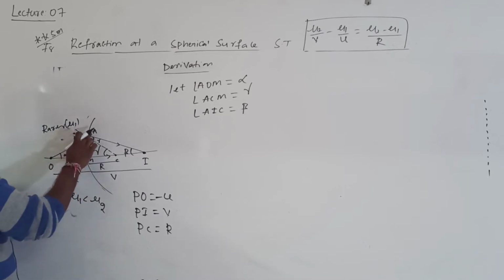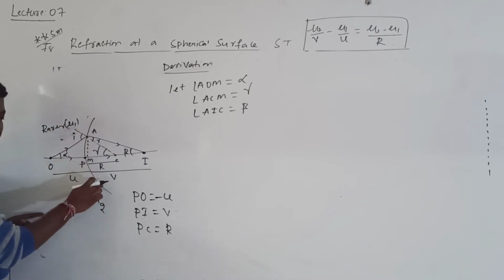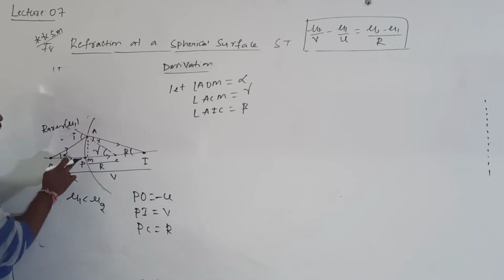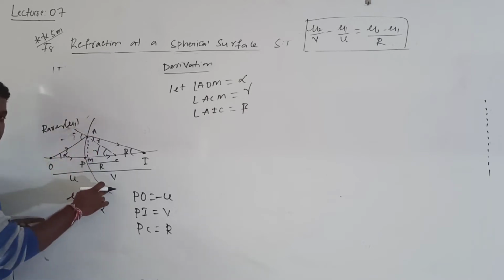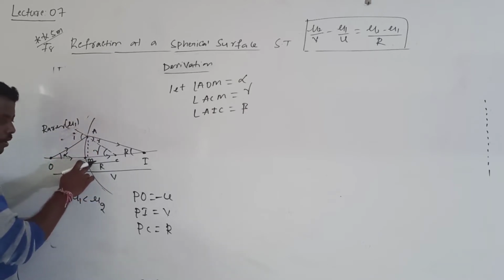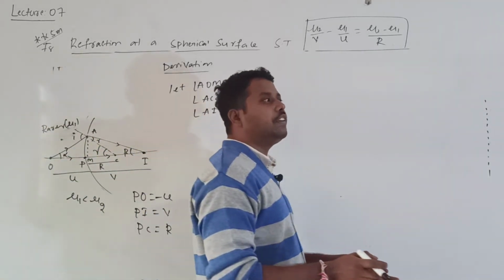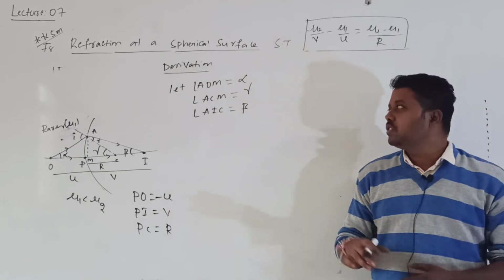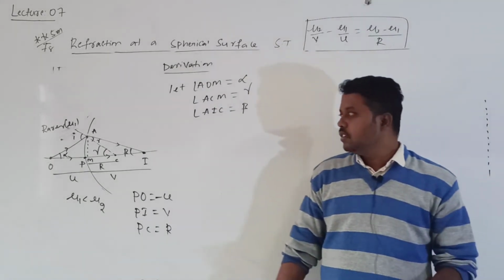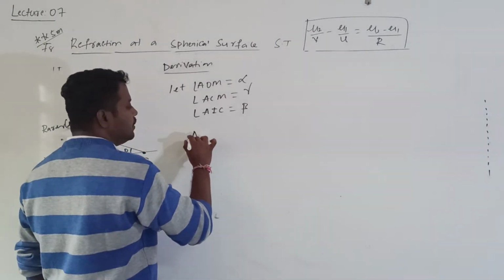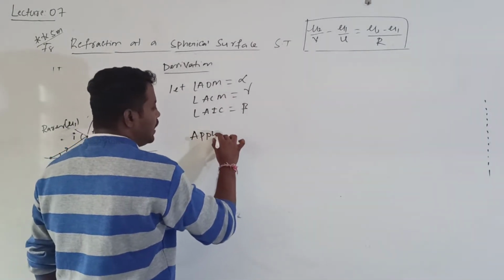I drew a perpendicular because the surface is curved, and we want to measure the distances from P. But it is curved, so for that I have drawn a normal from A. But remember, if I consider the aperture to be very small, P is very close to M. When P is very close to M, the distances measured from P or M are nearly the same. So after writing this, now can I apply Snell's law? Applying Snell's law.